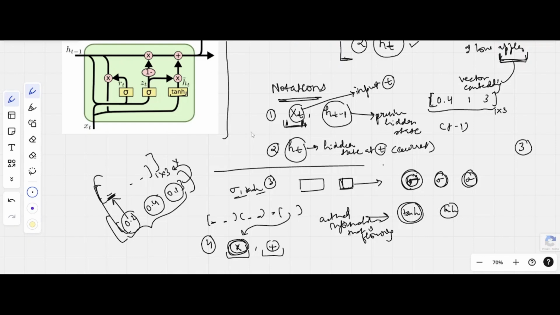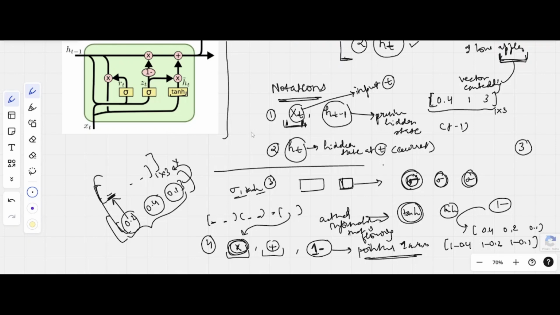Now here we have one additional pointwise operator which was not there in LSTM, and that is 1 minus. This is pointwise 1 minus. And what this is doing, let's say you have a vector 0.4, 0.2, 0.1. Then if you apply this 1 minus pointwise operator on this vector, then your value will be 1 minus 0.4, 1 minus 0.2, 1 minus 0.1.